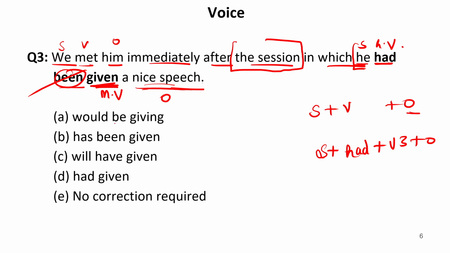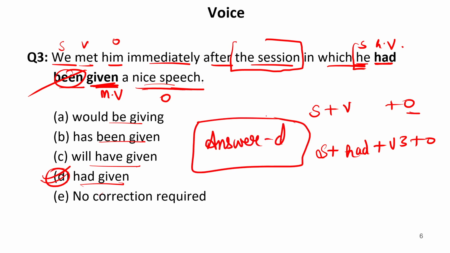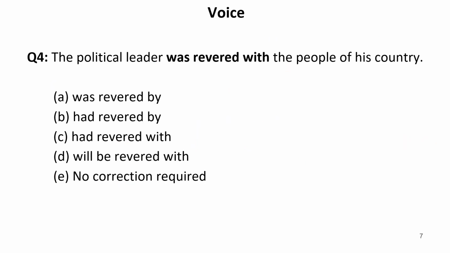Now let us see the options. Would be giving, has been given, will have given, had given. Obviously, D is the correct answer. So our answer is D, that is had given. Now let us move to the next one.